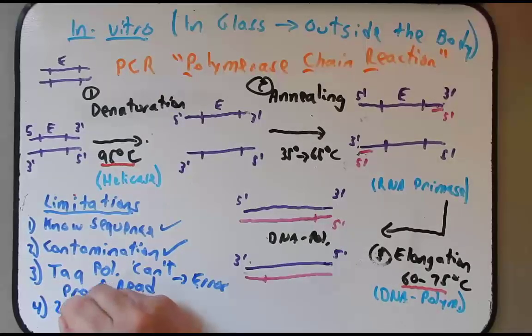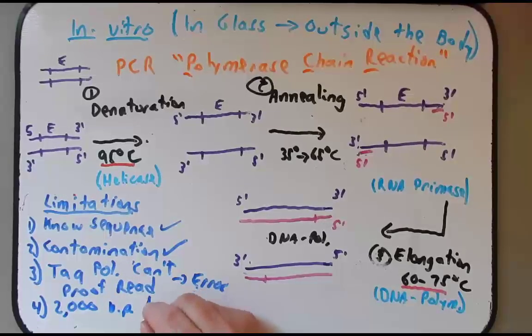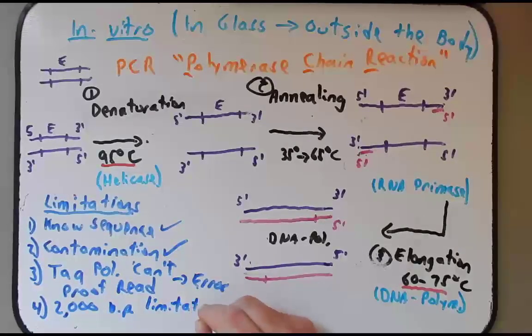Early on, this has been overcome a little bit, but early on, there was a 2,000 base pair limitation. If you wanted to amplify something larger than 2,000 base pairs, it was difficult to do. Some advances in recent years have allowed us to amplify much larger targets. Now, PCR has revolutionized a lot of industries, and we use it in a lot of different ways. And your book talks about some of these ways, and you could probably look online for uses of PCR. But you should know a few examples of how we use PCR today.